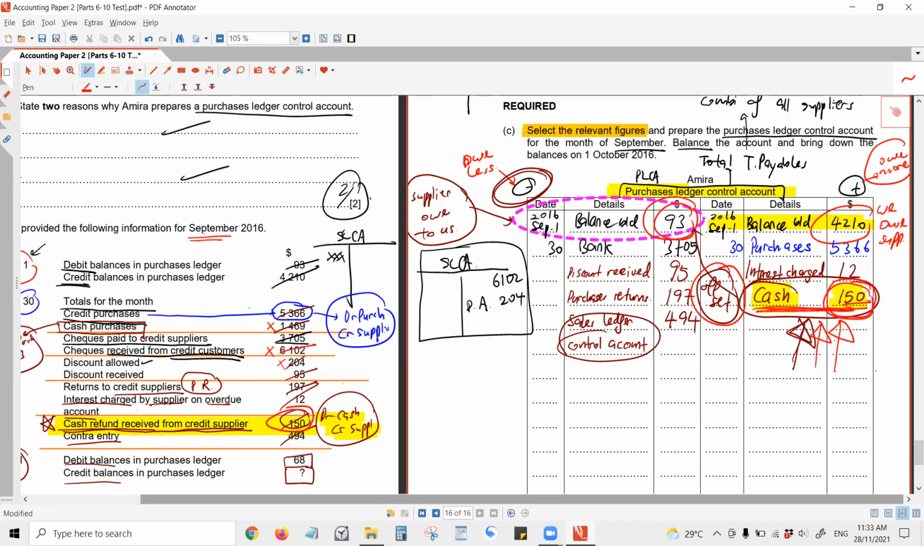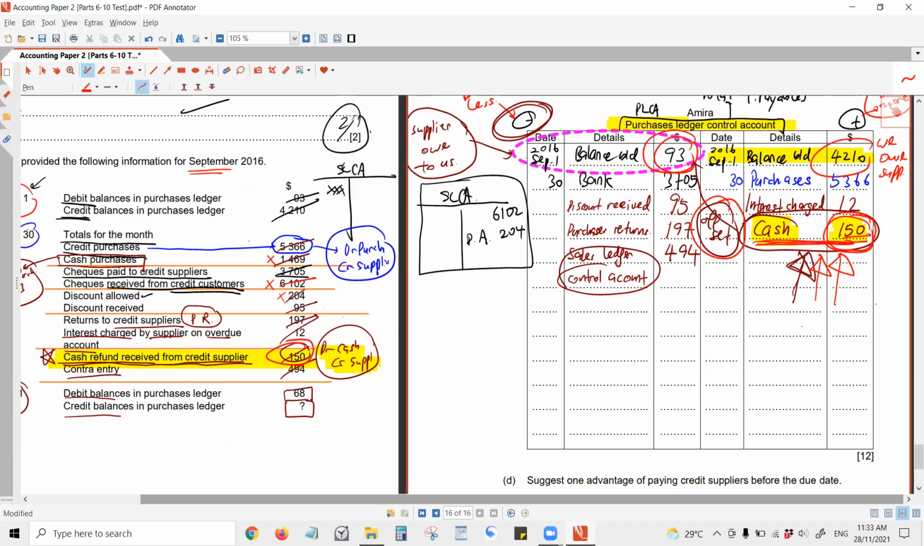You are not having just one supplier, okay? You have many suppliers. For some suppliers, you owe money to them, 4210. And 93 is just a few suppliers who owe money to us. Don't see this question as just one supplier here.